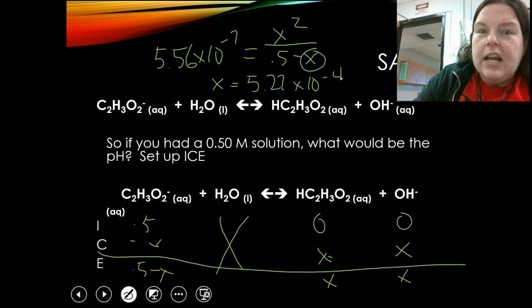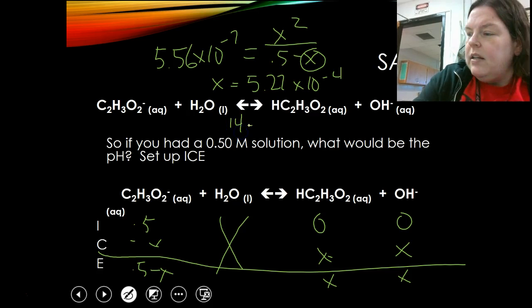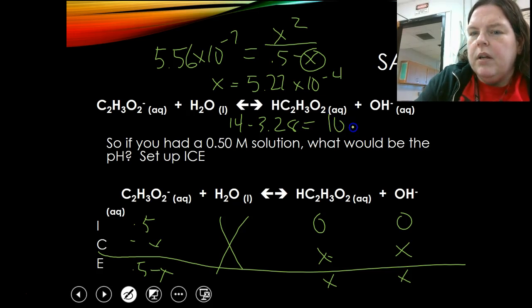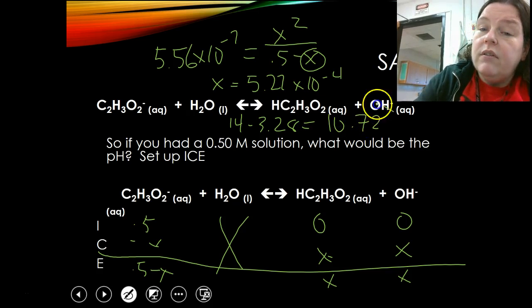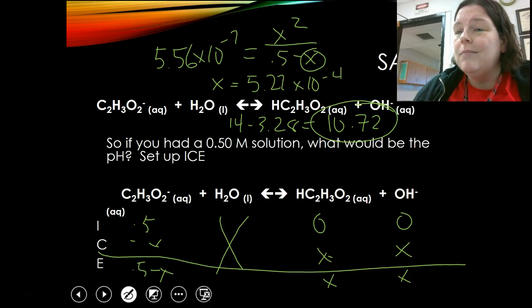So our pH, remember, pH is 14 minus 3.28, and we get 10.72. So this is basic. So when we put sodium acetate into water, it's a basic solution because the acetate is the conjugate base of a weak acid, okay?